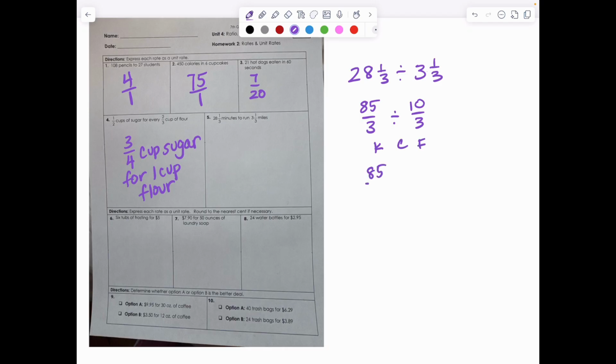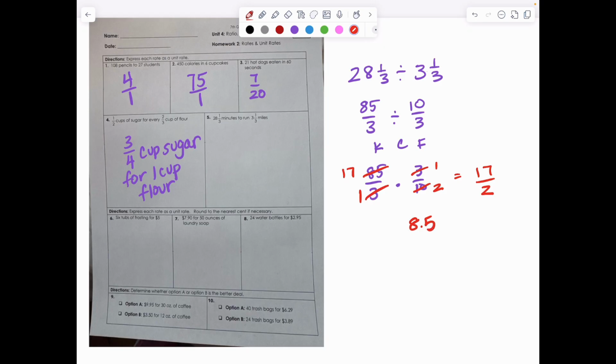So we have 85 over 3 times 3 over 10. Then we can do our lovely cross cancel, which is fantastic. Then we can take 10 divided by 5 is 2, and 85 divided by 5 is 17. So now we have 17 over 2. So that means for every 17 minutes, there's 2 miles run. So if you take 17 divided by 2, that is 8.5.